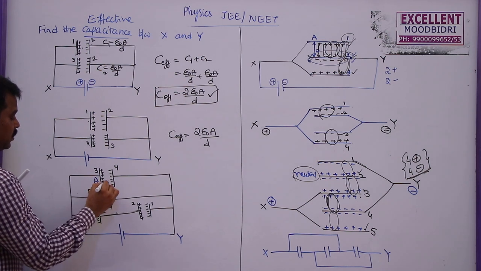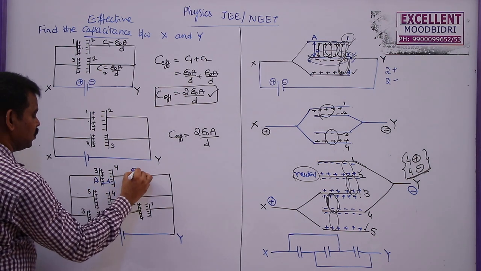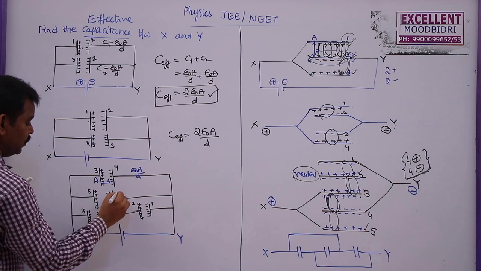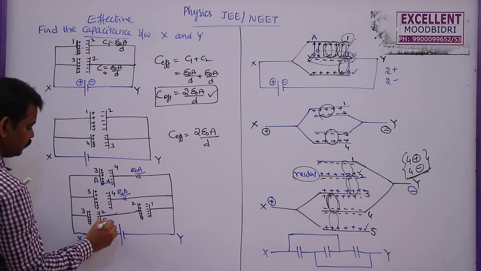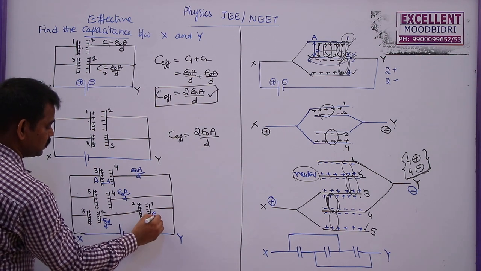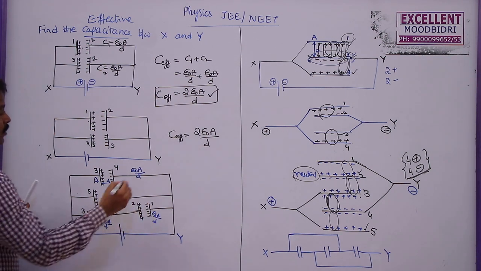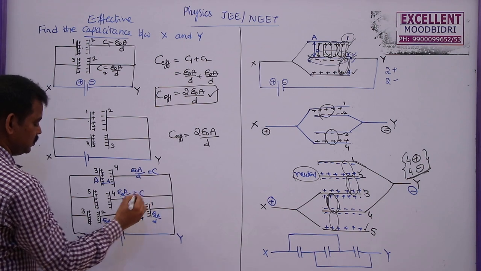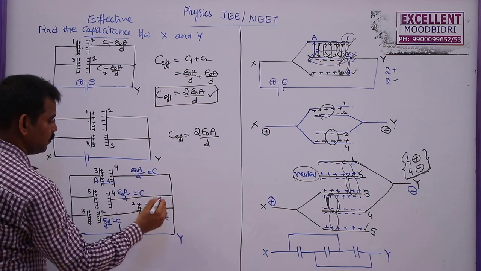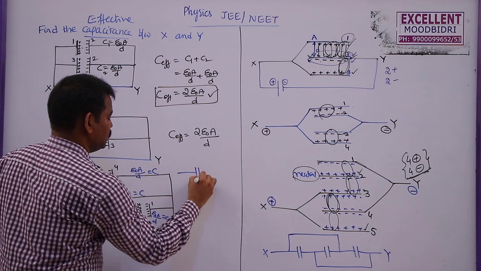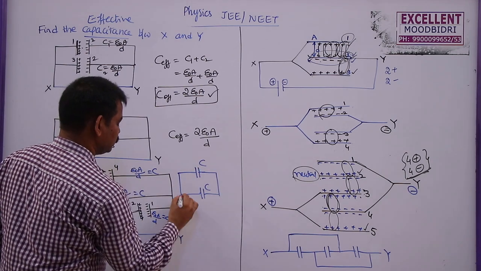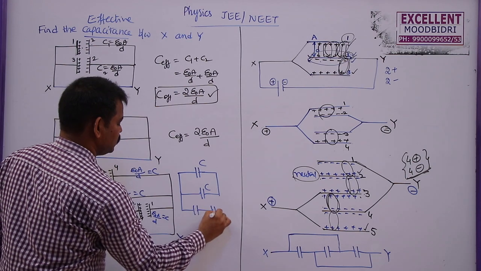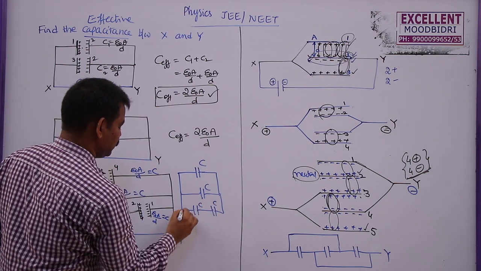As area is A, the distance between these two is D. This is epsilon naught A by D. This is also epsilon naught A by D. This is also epsilon naught A by D. This is also epsilon naught A by D. So this is capacitance C, this is capacitance C. This is C, this is C. So now you can draw this one as, this is C, this is also C. These two are capacitors C and C.